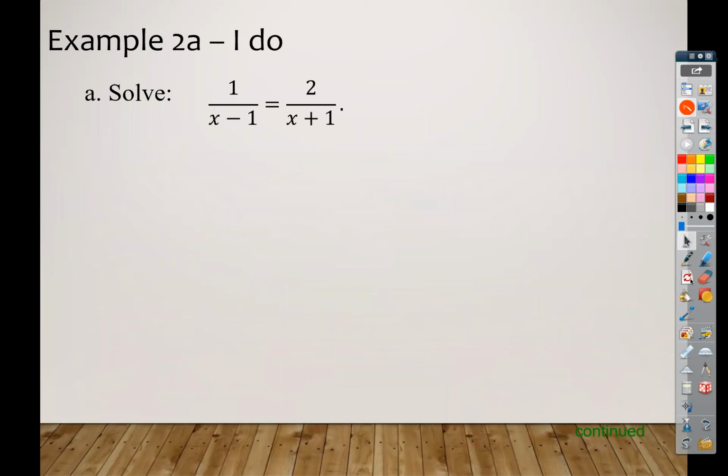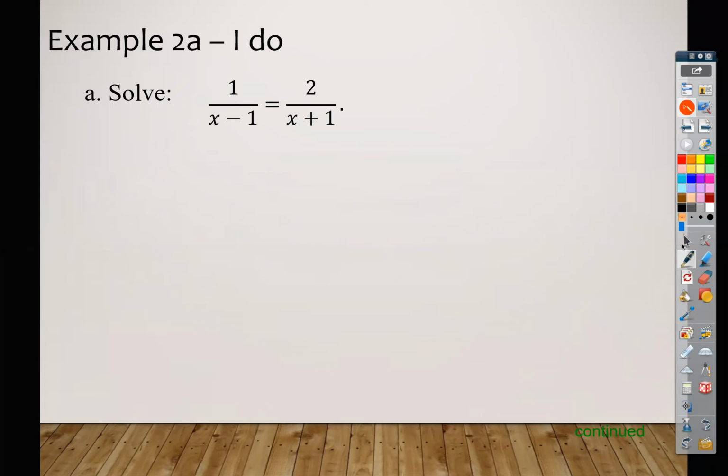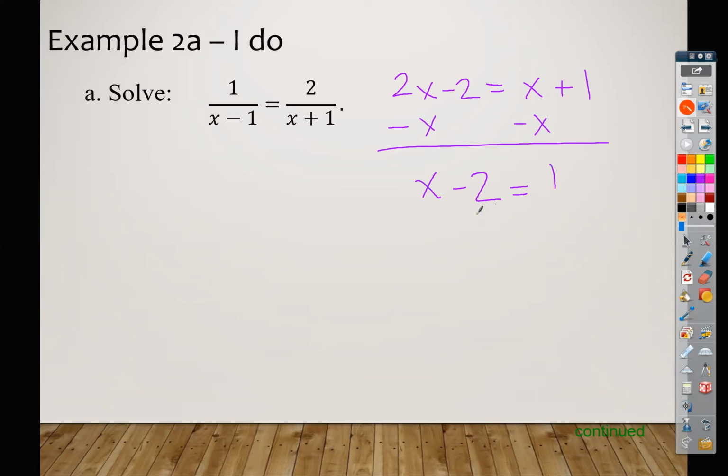Number 2A, I'm going to do this one. So again, there's two ways that you can actually do this problem. Since you only have one monomial on either side, one term on either side, you can cross multiply. So you can say 2x minus 2 equals 1x plus 1, and then just solve. That's the easiest way, honestly. So you get +2 + 2, so you get x equals 3. And you have to make sure that that's not going to make your denominators equal to 0. So that's going to work. Okay, now that is the answer.